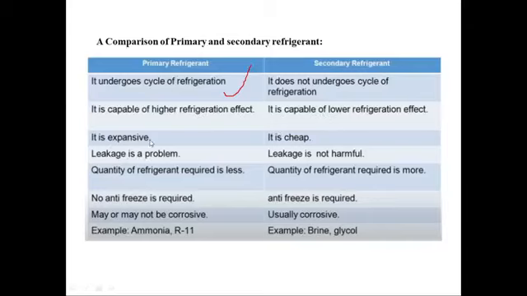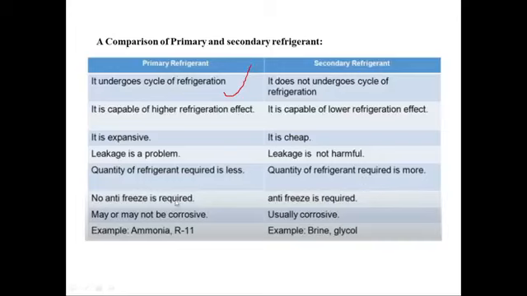Primary refrigerant is expensive, while the secondary refrigerant, water or brine solution, is relatively cheaper. Leakage is a problem. If your primary refrigerant leaks out, it is hazardous to your health and to the environment, while secondary refrigerant is not so harmful. The quantity of primary refrigerant required is normally smaller, because it is working on the phase change process. But because the secondary refrigerant works on the sensible heat, the amount of secondary refrigerant required is normally larger. It works on a larger mass flow rate.